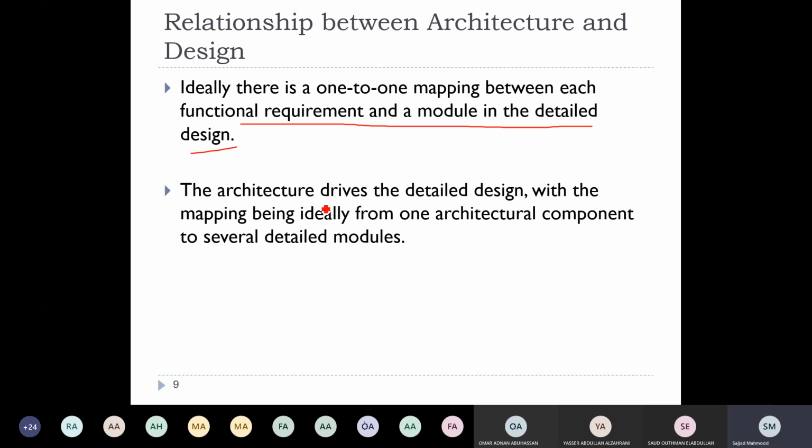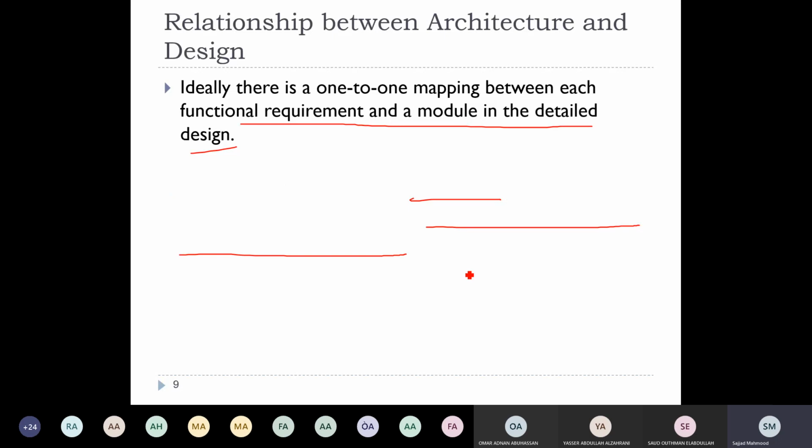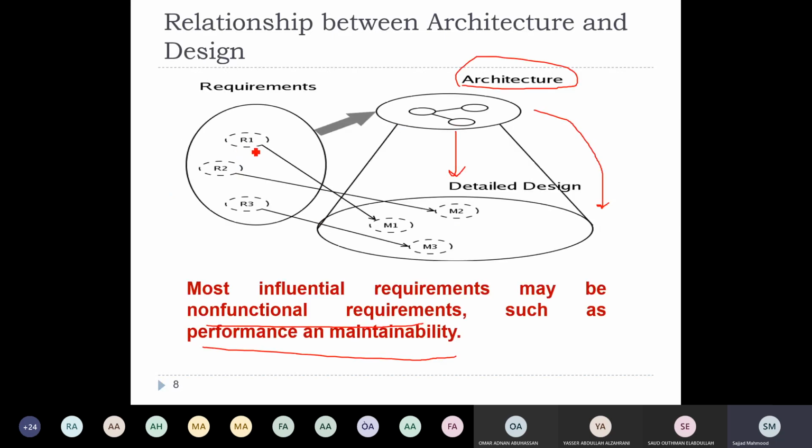Architecture drives the detailed design. We just had a look at this, with the mapping being ideally from one architectural component to several detailed components, right? So in other words, ideally we like to have each requirement have its own module, right? And then one of these layers of components will be captured by different modules of your application. Okay.